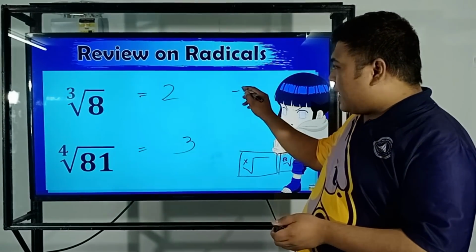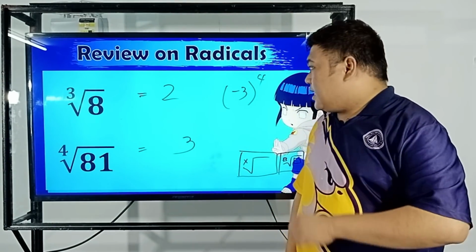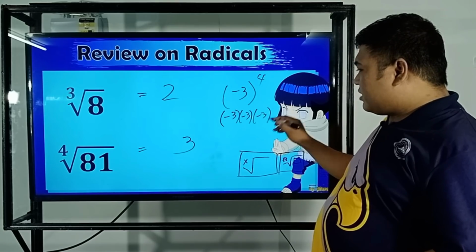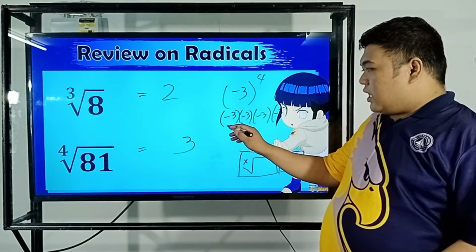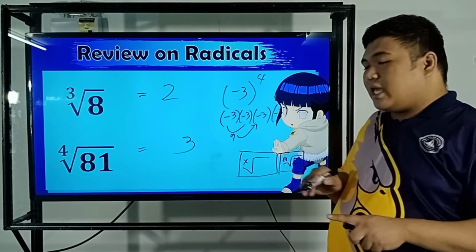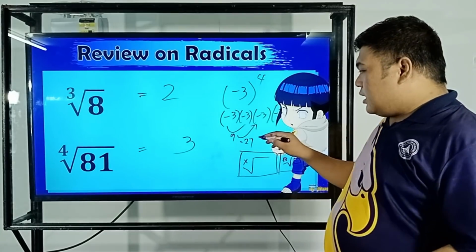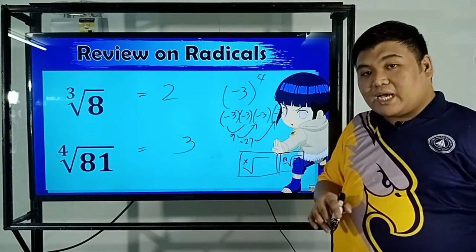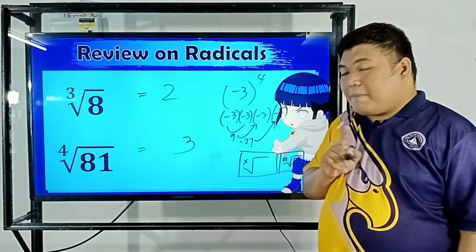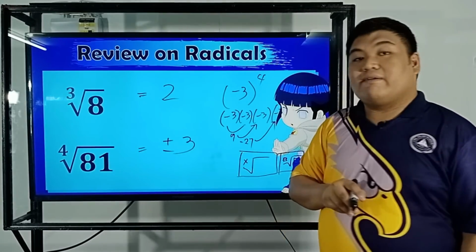Bakit? Ang negative 3 ba, raised to 4, hindi ba siya equal sa positive 81? Diba, try natin. Diba, this will be negative 3, times negative 3, times negative 3, times negative 3. Negative 3 times negative 3 is positive 9. Positive 9 times negative 3. Positive times negative, negative 27. And negative 27 times negative 3. Negative times negative, positive 81. So, dapat ang magiging sagot natin is not just positive 3 but positive and negative 3.